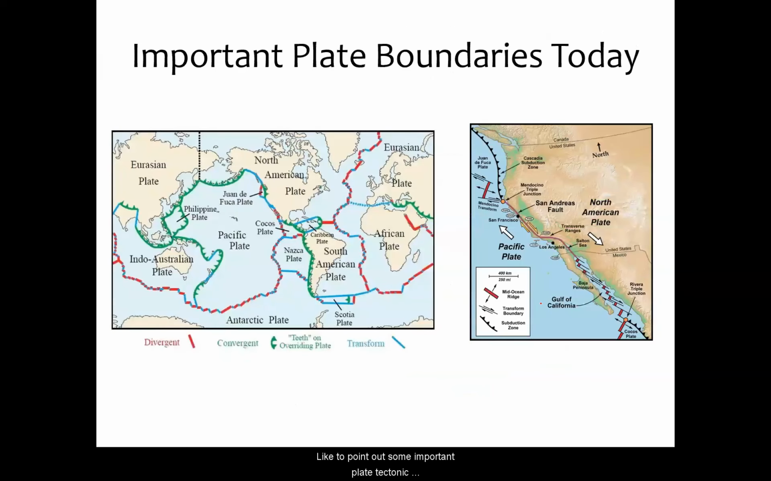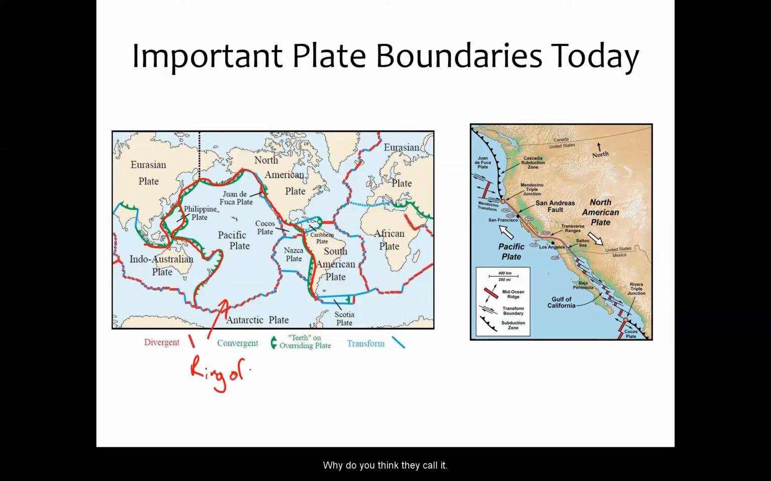I'd like to point out some important plate tectonic boundaries today, both on Earth and for the US. Just to highlight these one more time, a major set that you talk about is this set of boundaries here, going all the way around the Pacific, ringing those continents. And that includes these boundaries here usually. This is called the Ring of Fire.